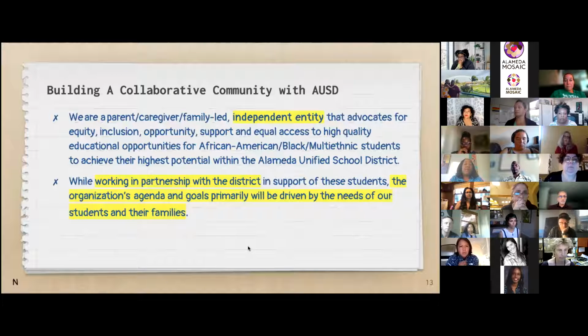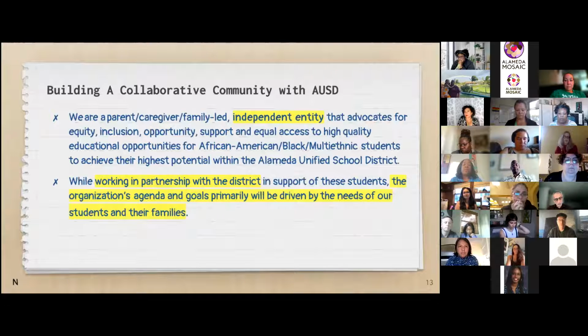Building a collaborative community with AUSD. We are a parent, caregiver, family-led, independent entity that advocates for equity, inclusion, opportunity, support, and equal access to high-quality educational opportunities for African American, Black, multi-ethnic students to achieve their highest potential within the Alameda Unified School District. While working in partnership with the district in support of these students, the organization's agenda and goals primarily will be driven by the needs of our students and their families.